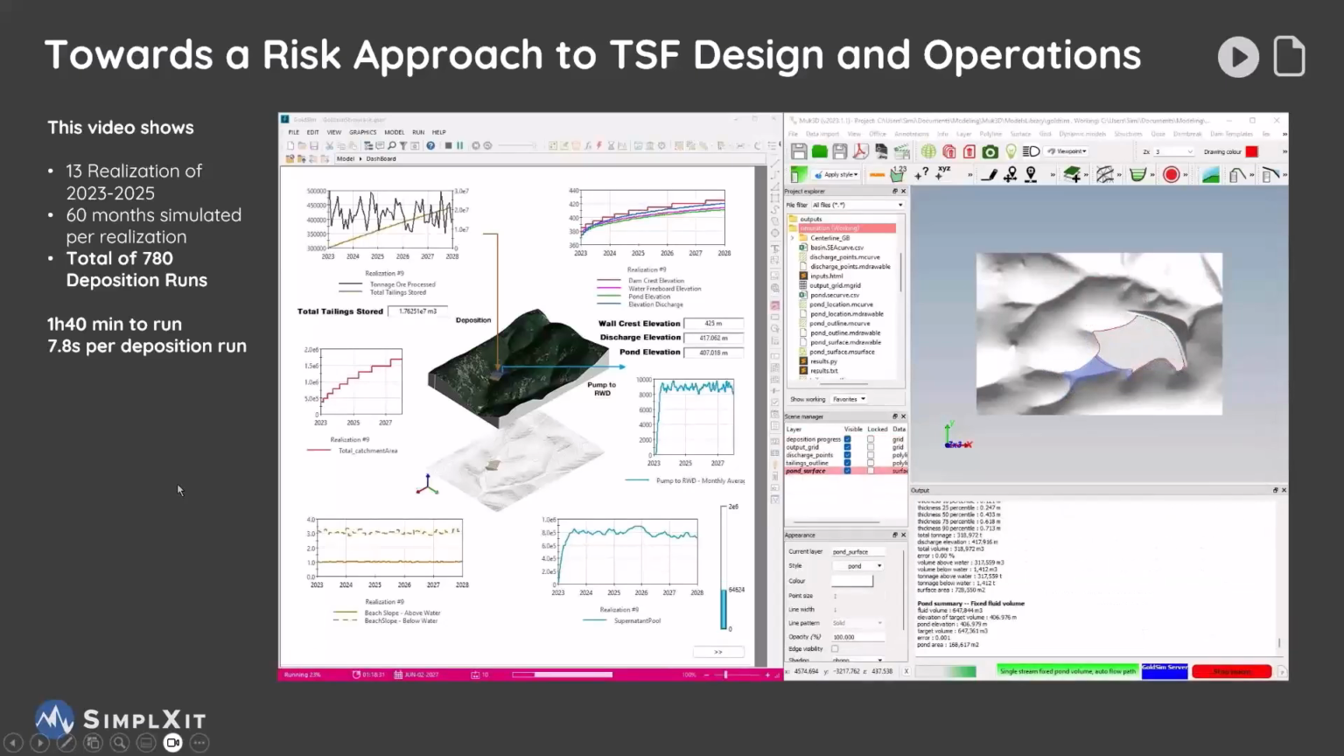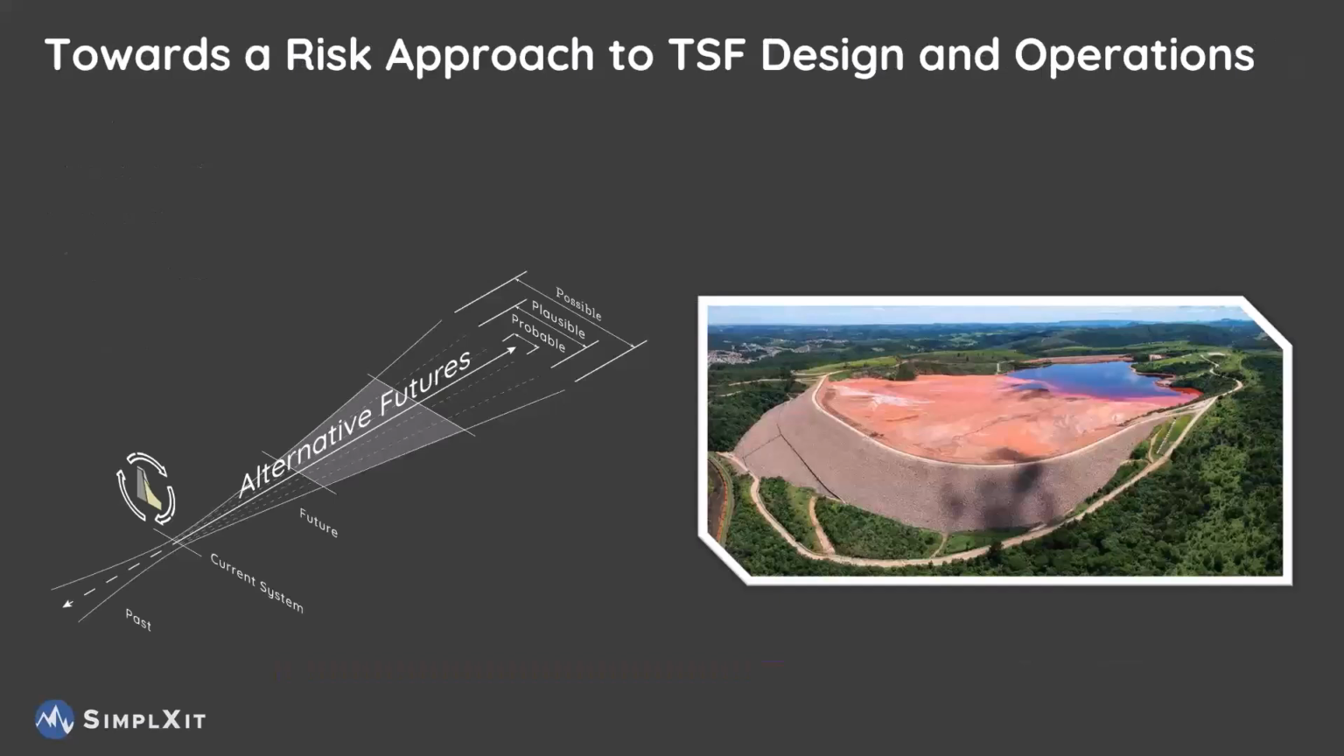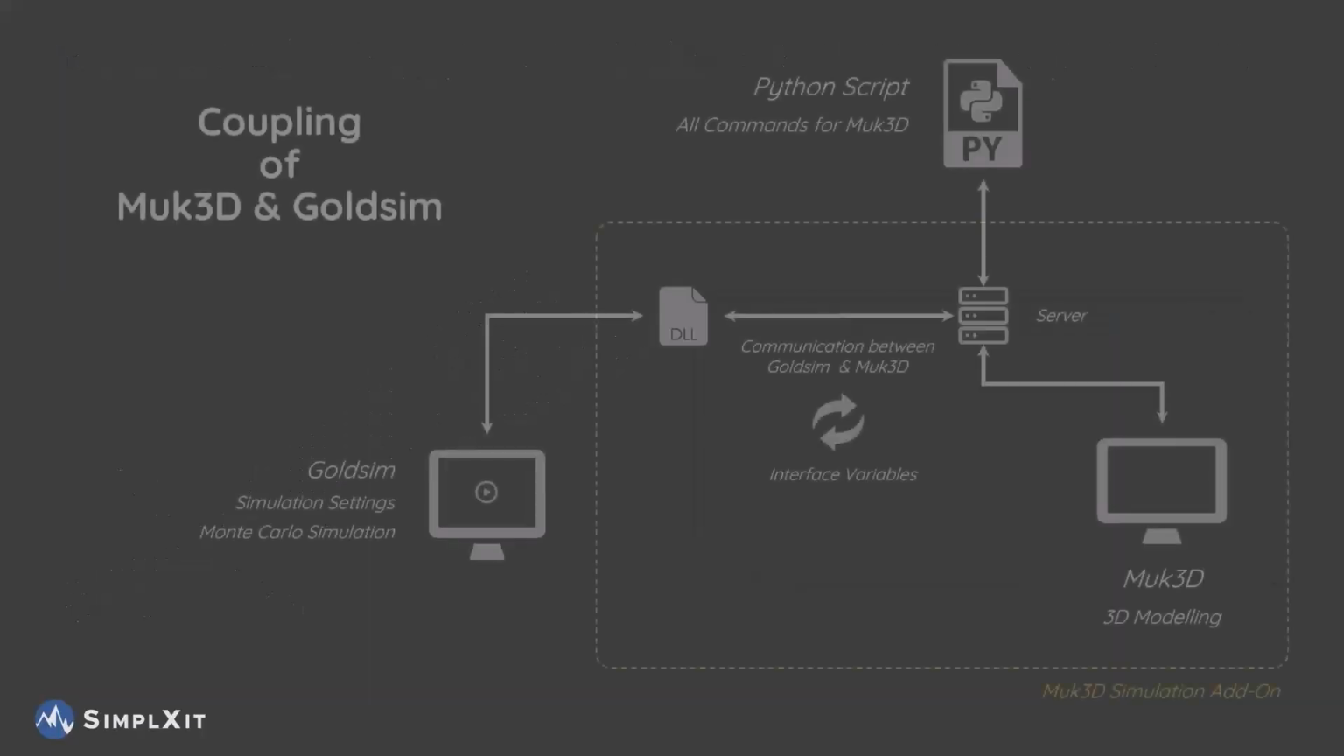Okay, so this is basically what the coupling of those two software will be doing. It's capable of assessing those alternative futures, so that we're testing multiple futures of what could be possible in terms of the tailings facility. Ultimately, it's supposed to be a guide so that we can assess what is our preferable outcome.